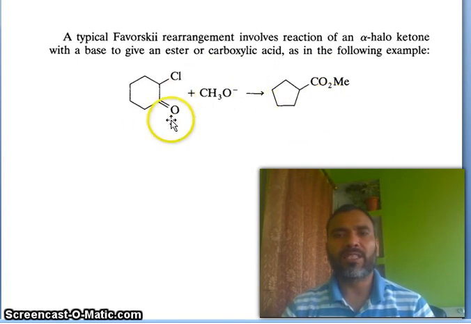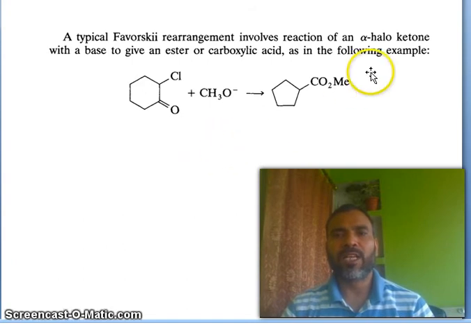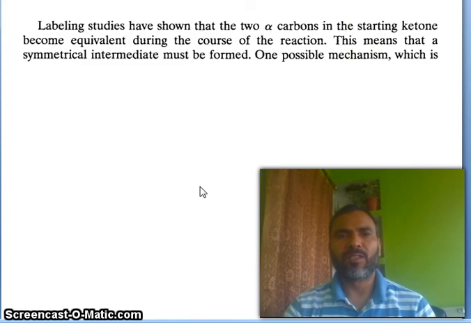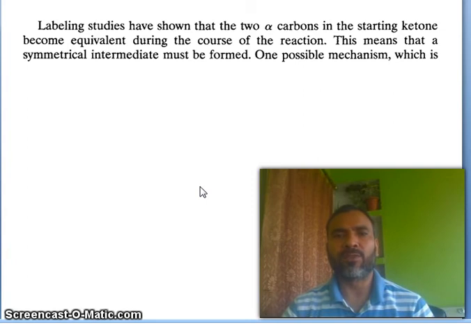So this is an example of the Favorskii rearrangement. What type of substrate do you need? Alpha-haloketones. Labeling studies have shown that the two alpha carbons in the starting ketone become equivalent during the course of the reaction. That is an important point. This means that a symmetrical intermediate must be formed.